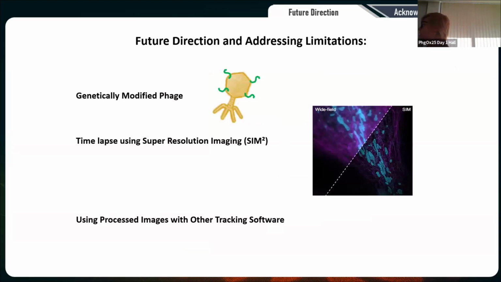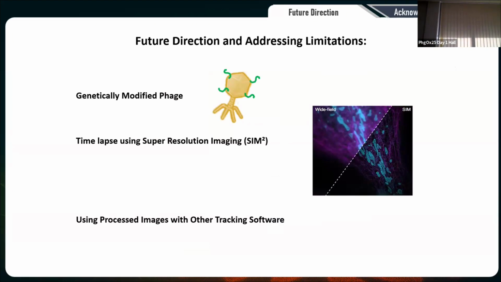So for future direction for this assay system, we're looking at potentially developing genetically modified phage that have fluorescent tags labeled. This would solve the issue of the leftover stain in the sample, as well as give us the ability to study the progeny phage and track them, or track them better.